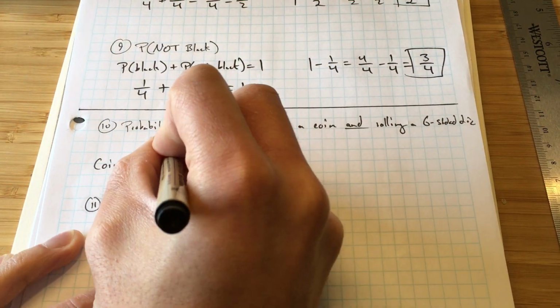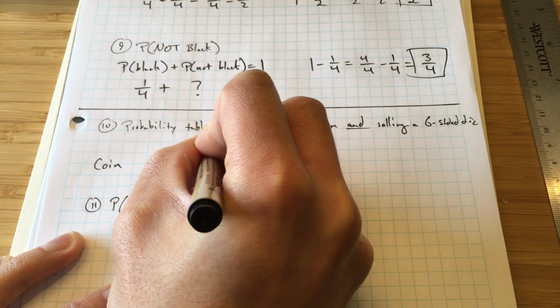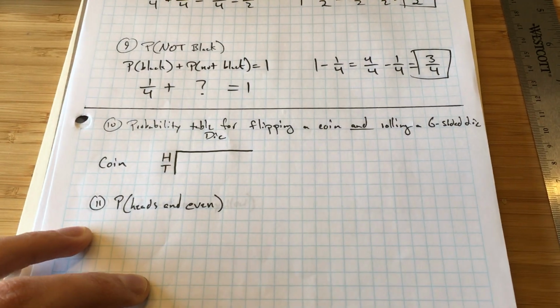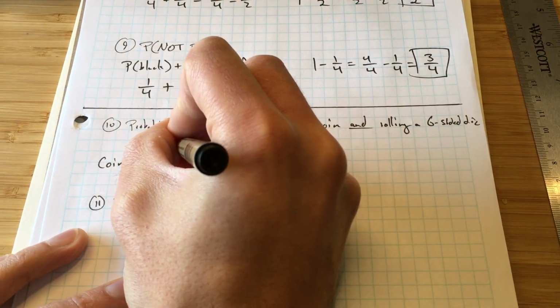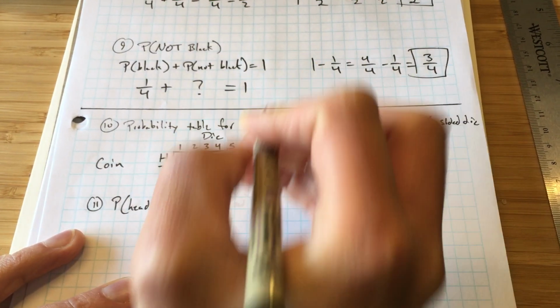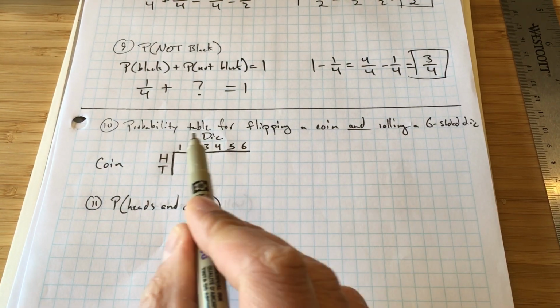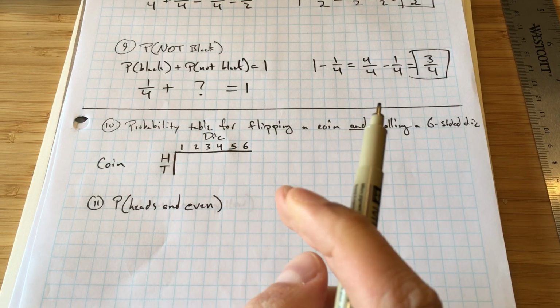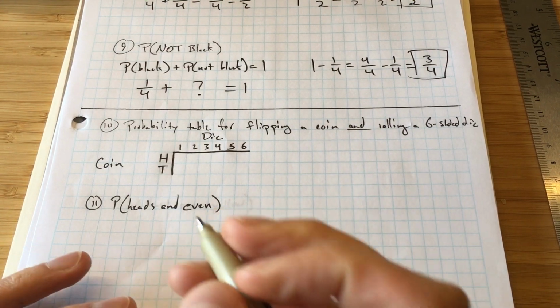On the top, I'm gonna have my outcomes for the die. So this is the die, and the possible outcomes for rolling the die are going to be 1, 2, 3, 4, 5, and 6. And of course, it doesn't matter if you do this table reversed, where the die is this way and the heads and tails are on the top, that's fine. The insides here are the combinations.